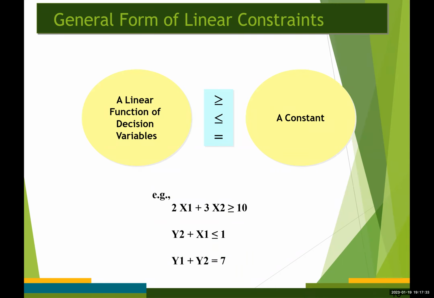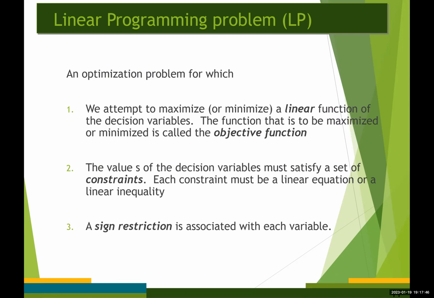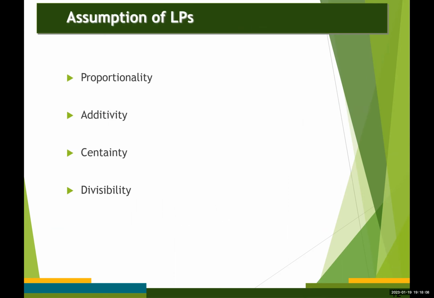That is, any linear constraint has this general form, okay? So these are just examples of this. And there is a sign restriction, either a non-negativity restriction or non-positivity, or even unrestricted in sign, which may be associated with each decision variable, okay?